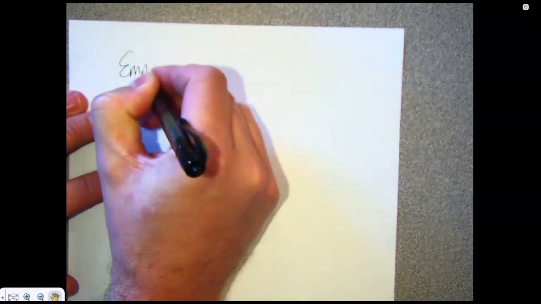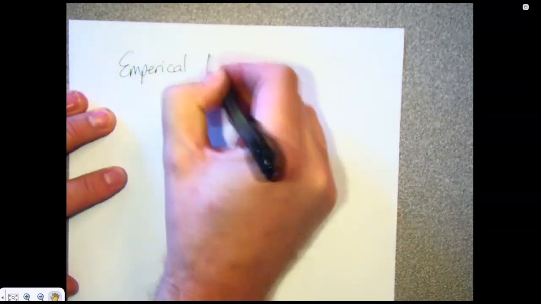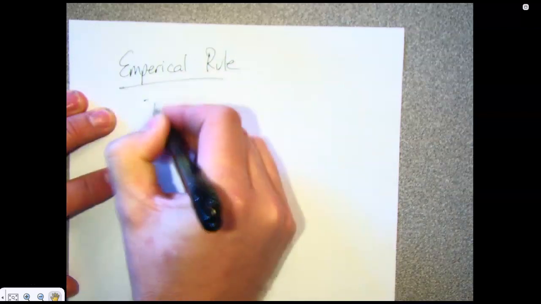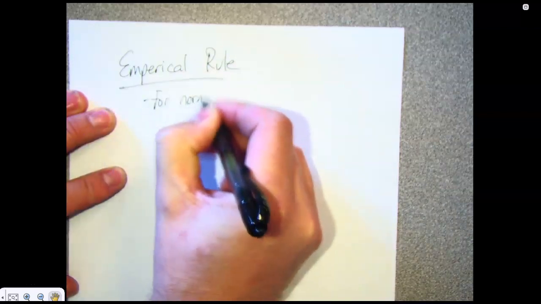So we're starting with the empirical rule. It's for normal distributions.